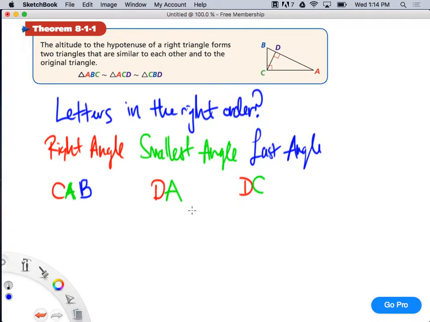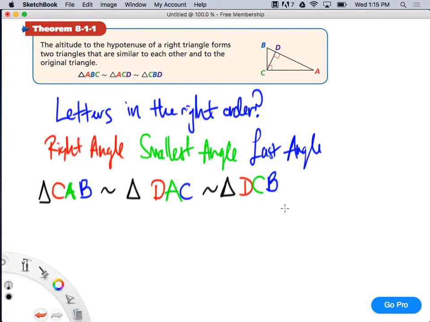And DAC, the only letter left is C, right? So you put C. Once you've put the other two, you just put the last letter. And DCB, the last letter is B. So there you go. And once you've done that, you've got your similarity statement. You say triangle CAB is similar to triangle DAC, which is similar to triangle DCB.